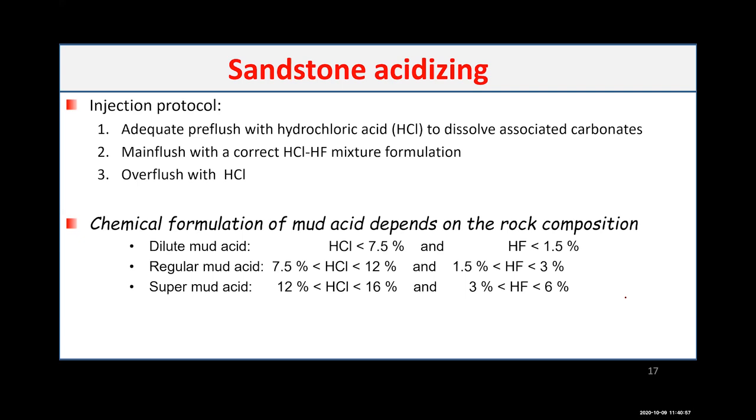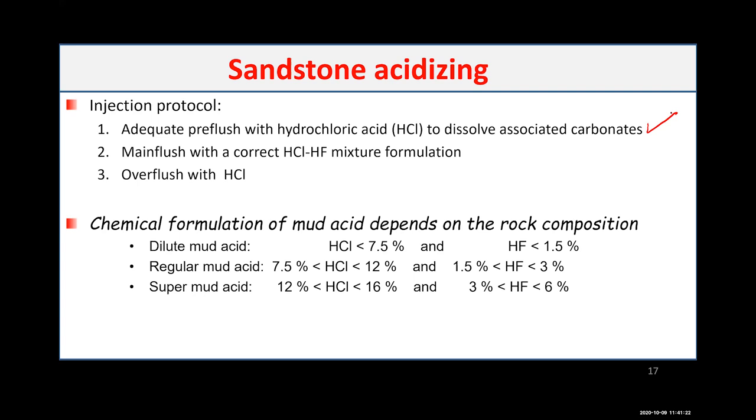The best way to inject sandstone acidizing, usually we do it in three steps. The first step, we inject HCl only. And the idea here is just to remove any carbonate. We know when HF reacts with the calcium carbonate, it produces calcium fluoride, and calcium fluoride will precipitate immediately. Therefore, we'd like to pump HCl first to completely dissolve the carbonate.